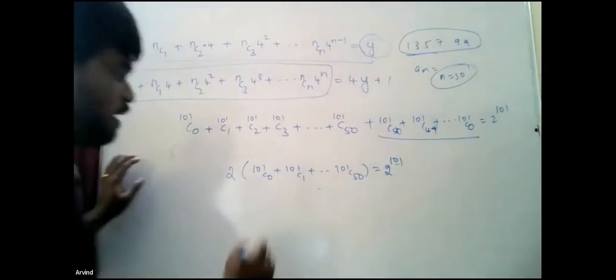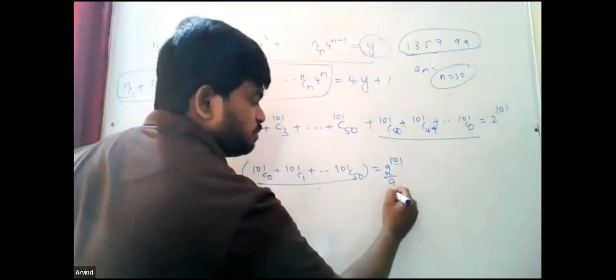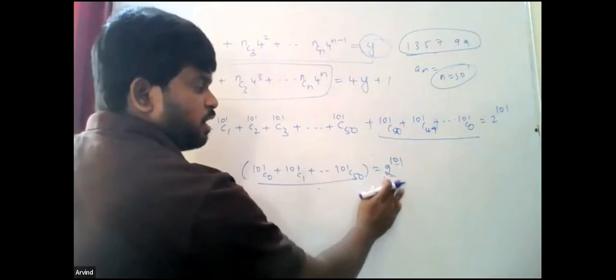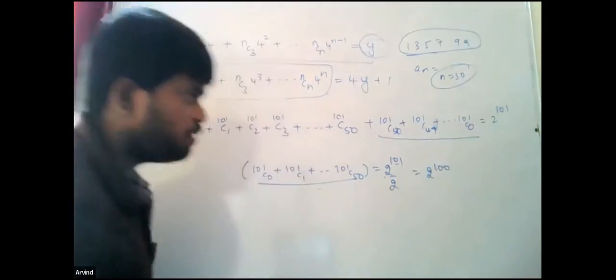But I need only this sum, I don't need the 2. So the 2 goes to the other side: 2 to the power 101 divided by 2, which becomes 2 to the power 100. I'll do it again, since it may be confusing for you, so I'll clarify it again.